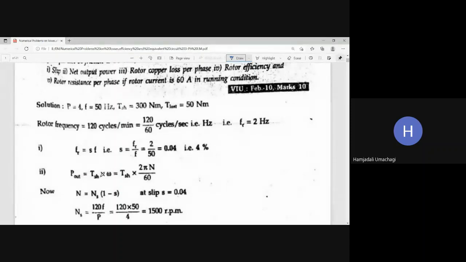After this, let us calculate the rotor copper loss per phase. The steps are: first we calculate P_out, the output power. P_out is equal to shaft torque into angular velocity omega, that is T_SH into omega, where omega is given by 2 pi N by 60. We know that the induction motor speed N is given by the slip equation N_s into (1 minus s), where s we have already calculated as 0.04.